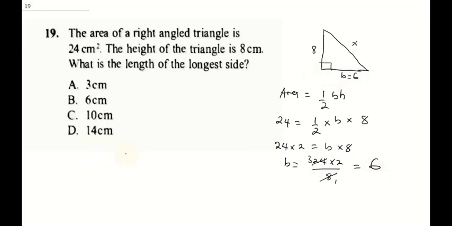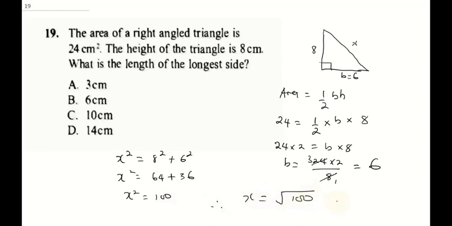Now, using Pythagoras theorem, x squared is equal to 8 squared plus 6 squared. From here, x squared will be 64 plus 36. x squared is equal to 100. Therefore, our x will be square root of 100, which will give us 10 cm. The correct answer here is going to be C.